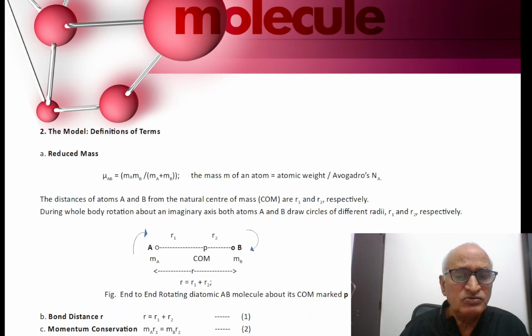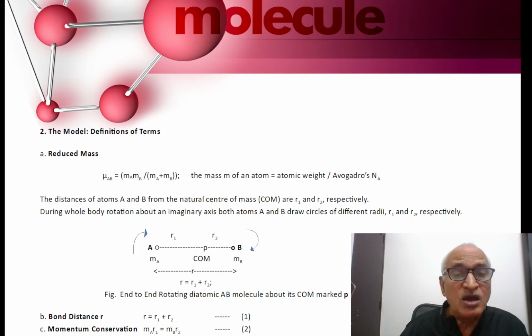From this, we can determine the value of R1, which is given by MB R divided by MA plus MB. Likewise, we can determine the value of R2, MA R divided by MA plus MB. Why do we need these values of R1 and R2?